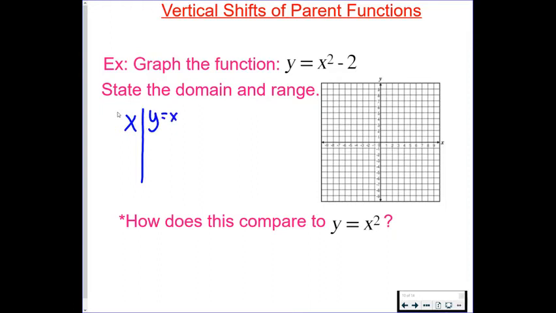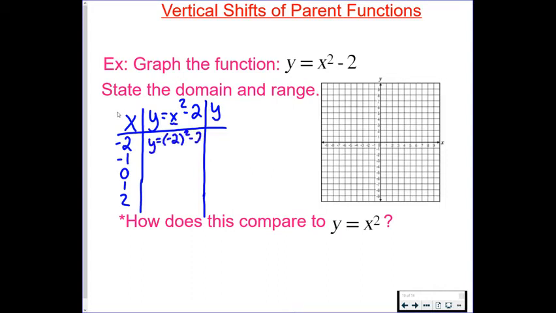Y equals x squared minus 2. Then I'm going to get some y values out. Okay, so first, my x values. I'm going to plug in negative 2, negative 1, 0, 1, 2, just like we did before. You don't have to. You can pick what you want. But now I'm going to plug them in, place in my x.